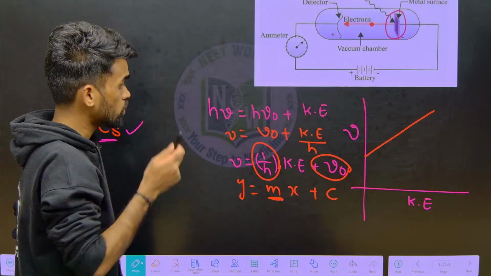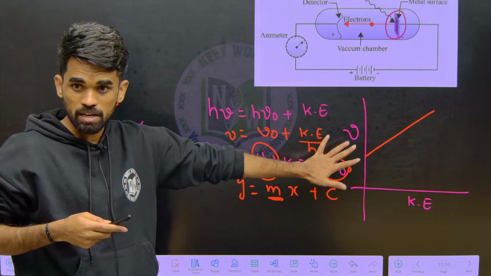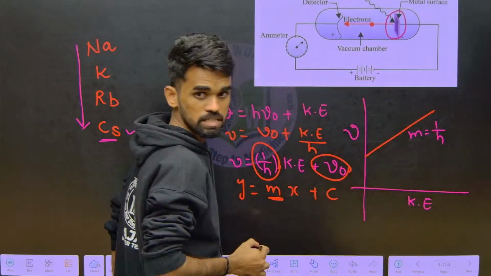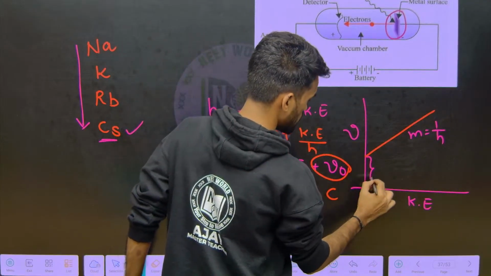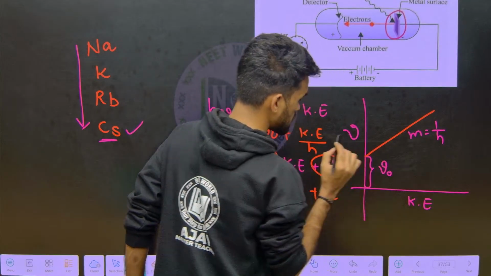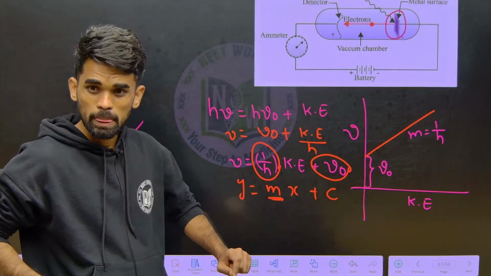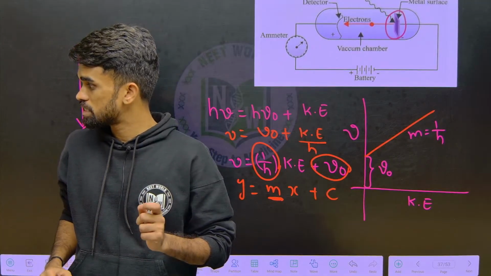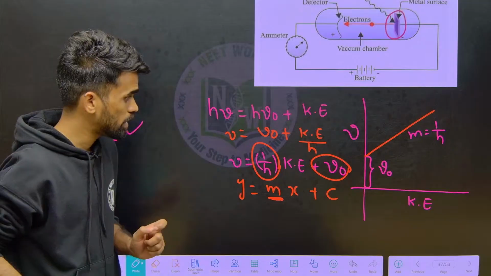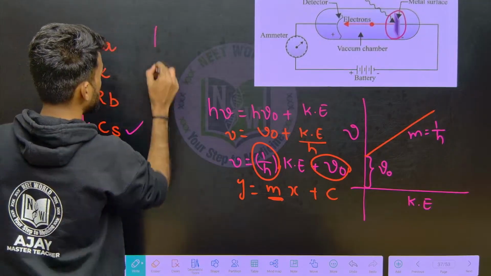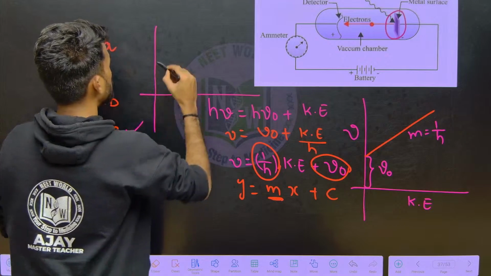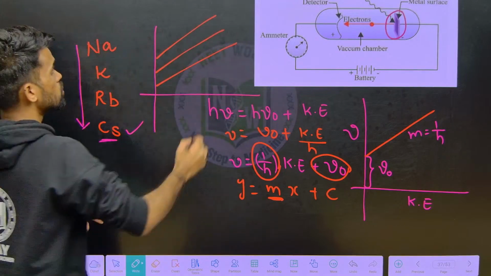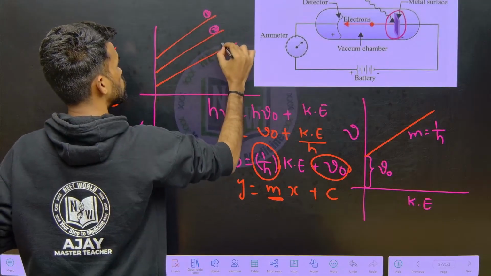Okay. So now tell me, is this graph clear or not? What is the slope? 1 by h. What is the intercept? Nu naught. Up to here, is this clear? So nu naught means threshold frequency, which we discussed. Now from this threshold frequency, I just wanted to ask you one question based on this. I am drawing a graph something like this. 3 lines I am drawing. So line 1, 2, 3.